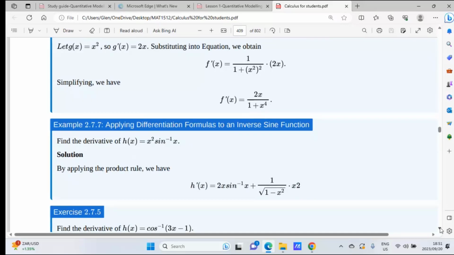Please find the derivative of h of x, which is equal to the inverse of cos of 3x minus 1. Now, a pair has been decided upon. Anyone outside the pair, please give us the time for working this out. 4 minutes. Sir, do we need to simplify it to the core or just leave it simple?